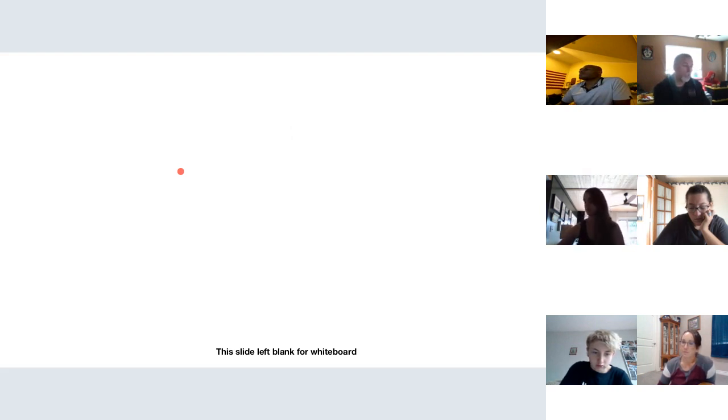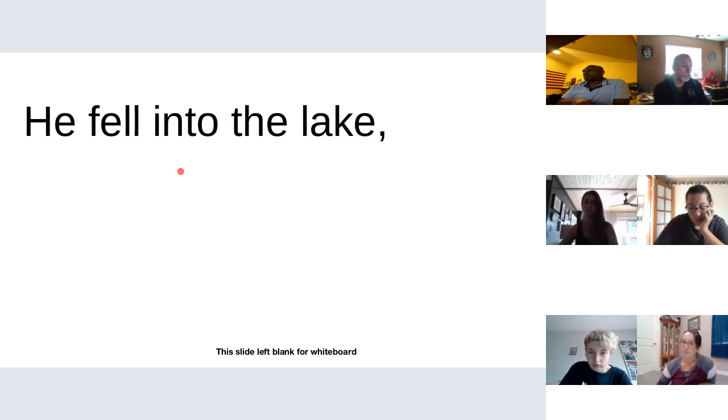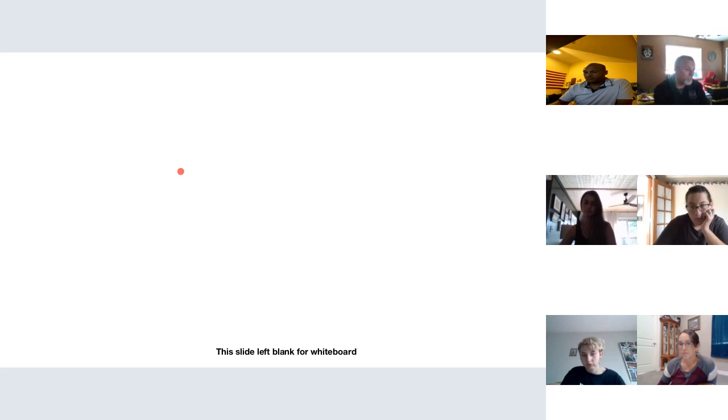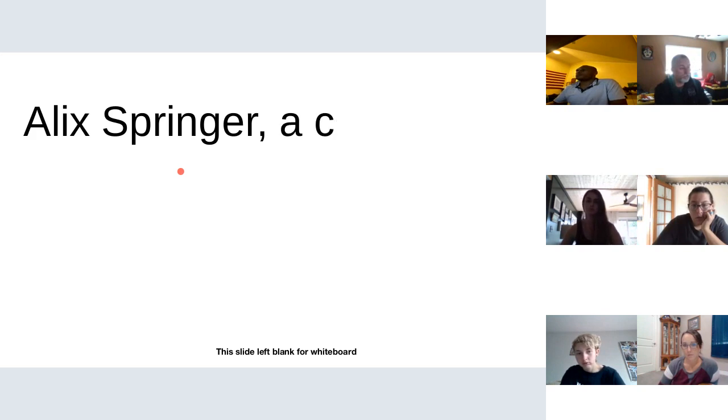Because you can actually say after, you could say something like, fell into lake, comma, quickly. More information, right? Now, the middle rule is the most important one. It's the one most people mess up, and it's the one we're talking about specifically for this conversation. I could say a leak springer.